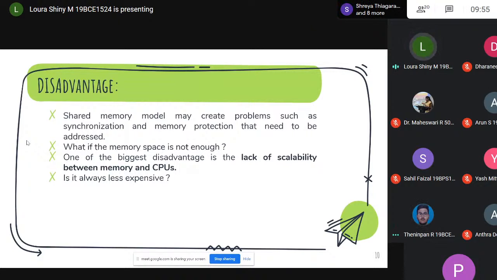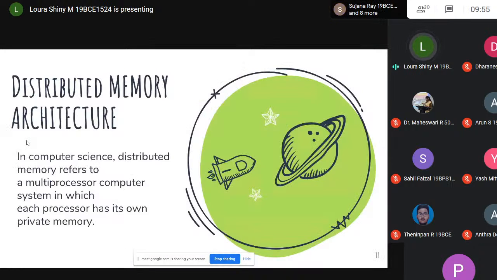Oh, you guys, can you feel the heat? The debate is just heating up. Next to represent distributed memory architecture, we have Priyasi.